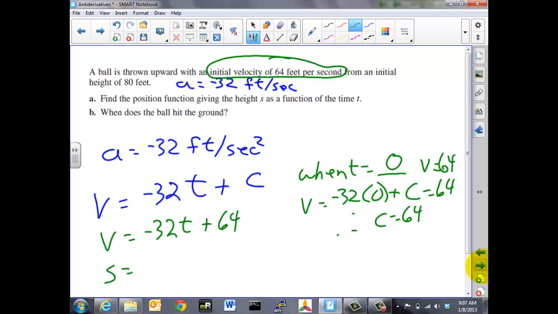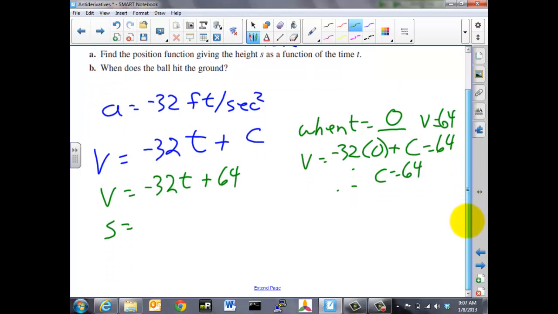What function has negative 32t plus 64 as its derivative? Well, we've got negative 32. What's the antiderivative for t? T squared over 2. What's the antiderivative for 64? 64t plus c. Now, I'm going to write it as c1. Is this c going to be guaranteed to be 64 like it was up here? No, it's a totally different c, okay? So I'm going to put a different mark there so I know it doesn't have to be 64.